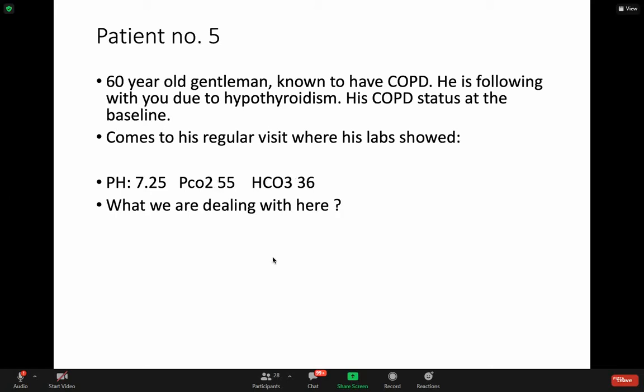فالمفترض كم يكون البايكارب؟ المفترض يكون 24 زائد 6، يعني 30. So هنا كم البايكارب؟ 36. So this patient has respiratory acidosis and metabolic alkalosis.